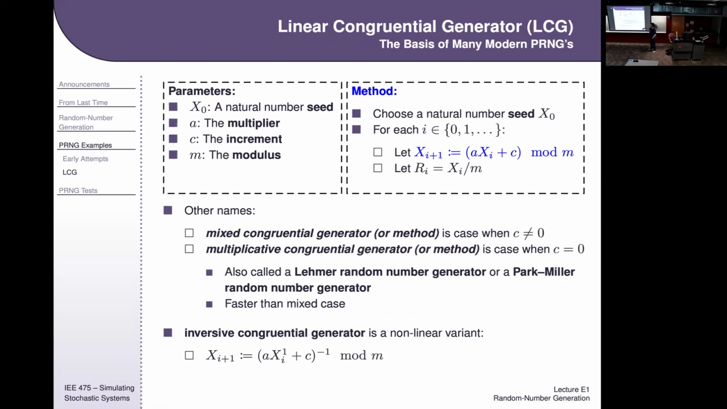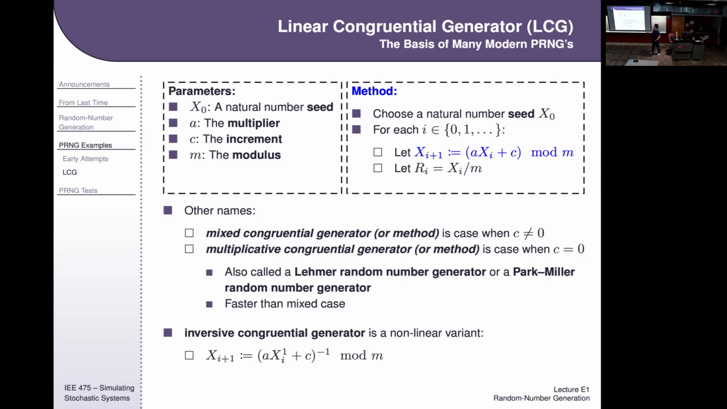the LCG. And so the idea here is that I have these four parameters: a seed, as all good random number generators should have, and then a fixed parameter, the multiplier, a fixed parameter, the increment, and a fixed parameter, the modulus, which is the thing I'm going to take remainders from.